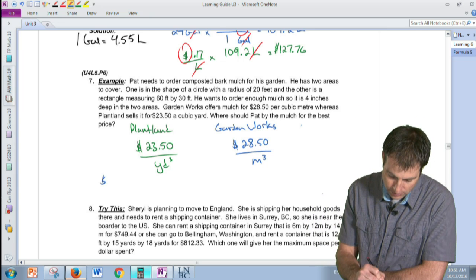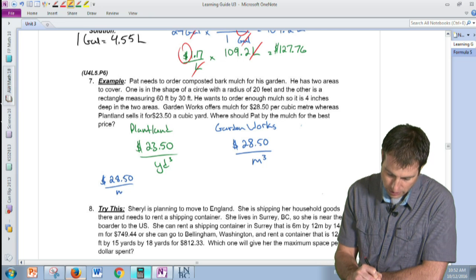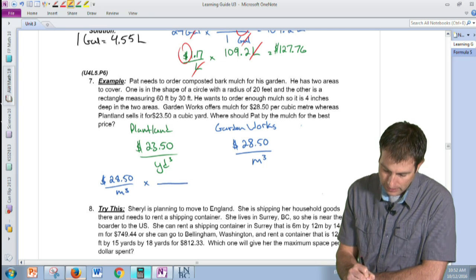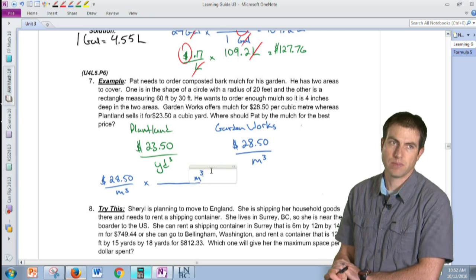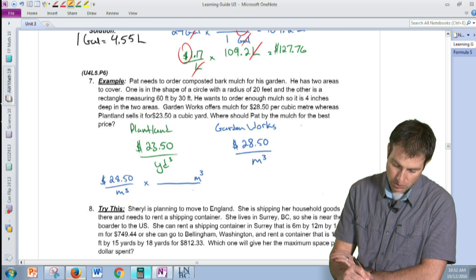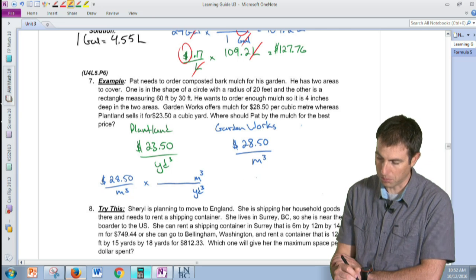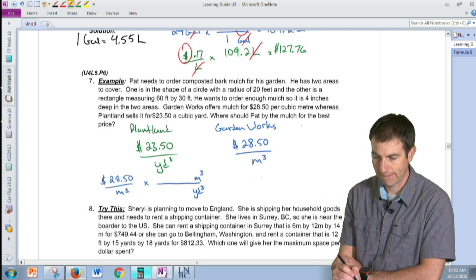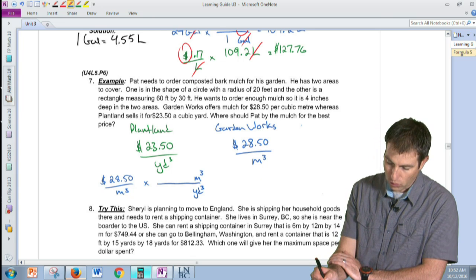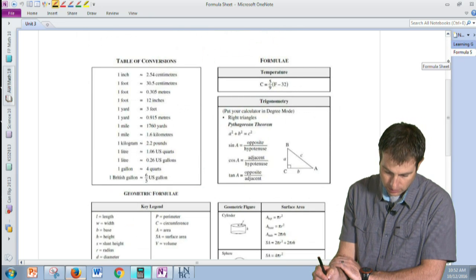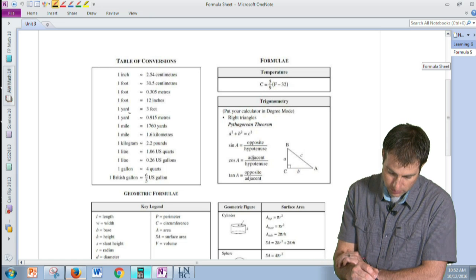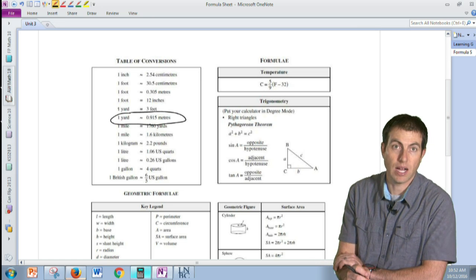So let's start with $28.50 per meter cubed. Now, I want to get rid of meters cubed, and it's on the bottom, so I'm going to put it on the top. That way it'll cancel. And I want to end up with units of yards cubed on the bottom. So if I go to my formula sheet, I need to figure out the relationship between meters and yards. 1 yard is 0.915 meters.